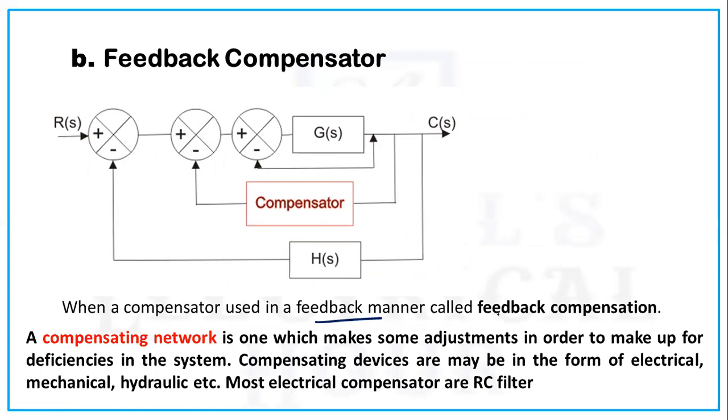A compensating network is one which makes some adjustment in order to make up for the deficiencies in the system, already explained. Compensating devices may be in the form of electrical, mechanical, or hydraulic systems. Most of the electrical compensators are RC filters: lead, lag, or lag lead, depending upon the position. This can be considered as a high pass filter and also as a low pass filter. This compensator circuit is the same as that of a high pass filter or low pass filter. I will show you.